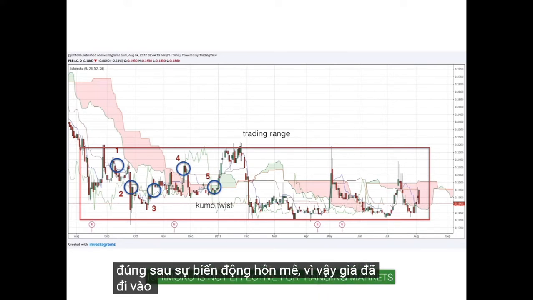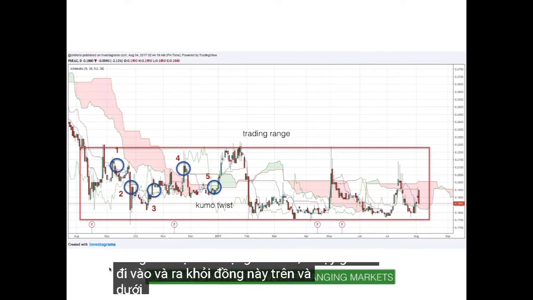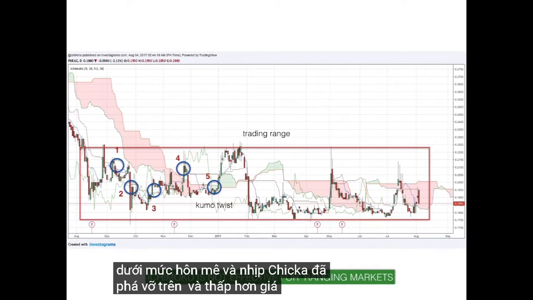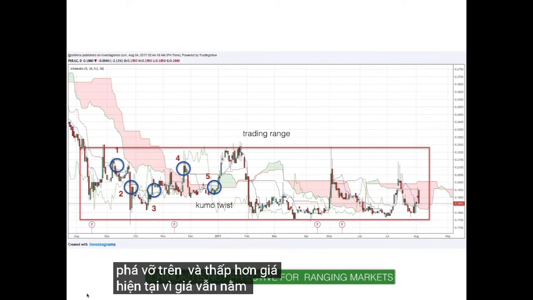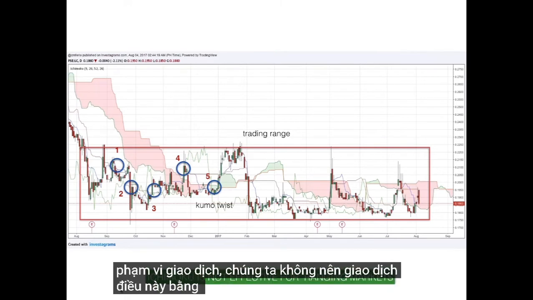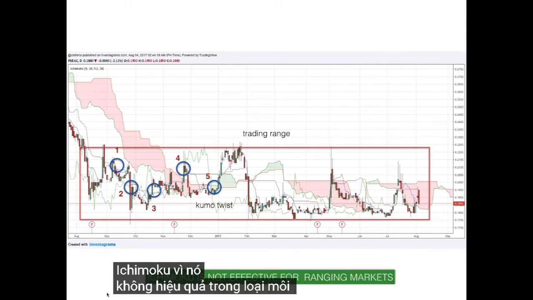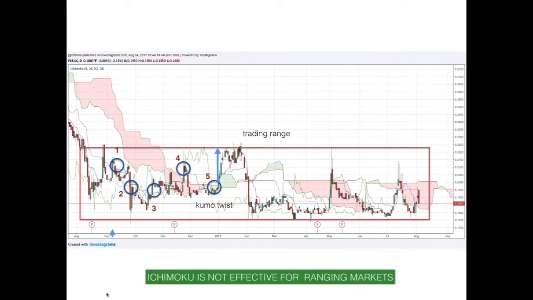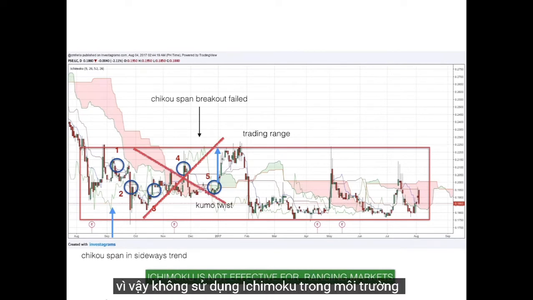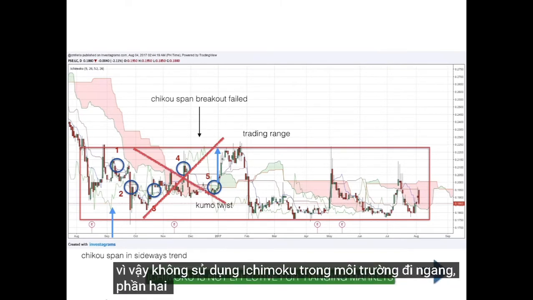So prices had gone in and out of this Kumo, above and below the Kumo, and the Chikou span had been breaking above and below the prices. Now, because the price is still in a trading range, we should not be trading this using Ichimoku signals because Ichimoku is ineffective in this kind of environment. So do not use Ichimoku in a sideways environment.